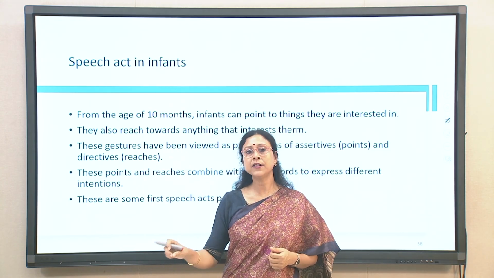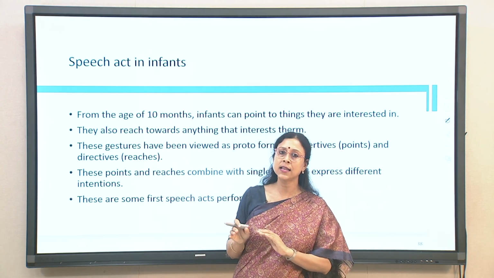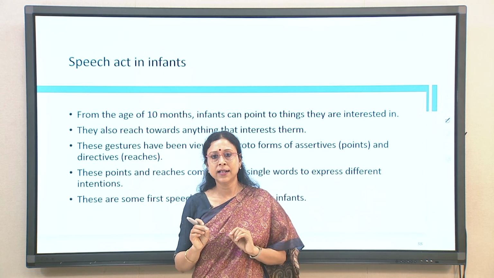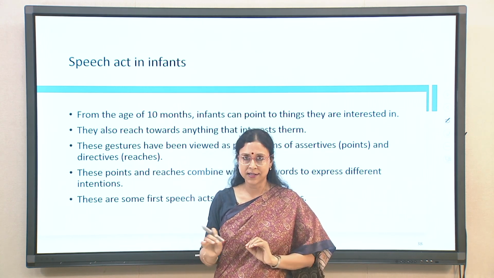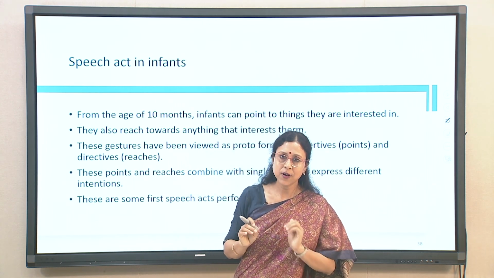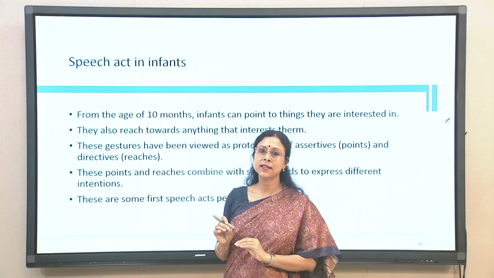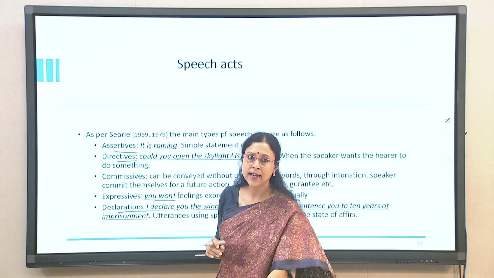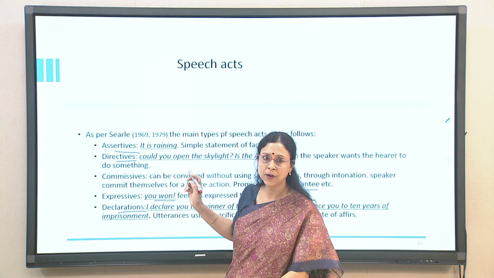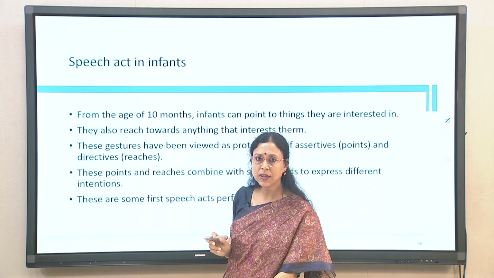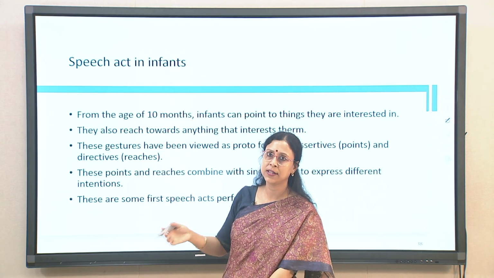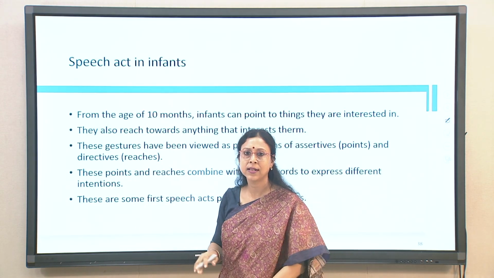If you are pointing to something, this is taken as a simple declaration of I want this, I want that toy. So, if the child is pointing, this is satisfying the speech act of the very first one, the simple one, the assertive one, that I want this, this is my toy or something like that.